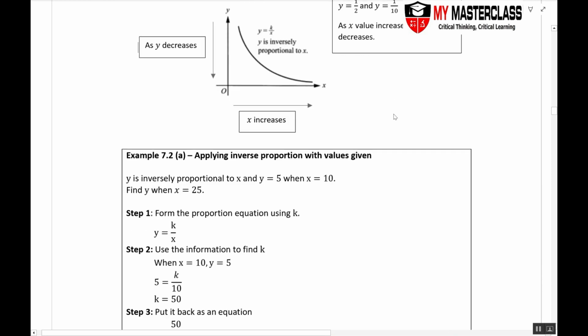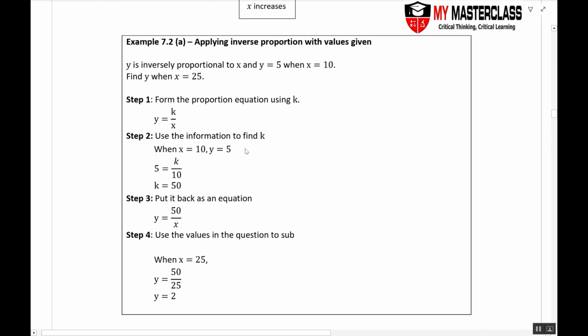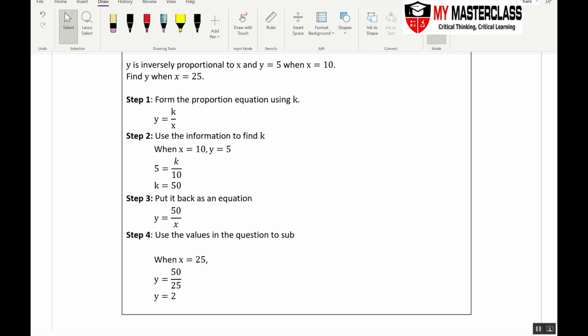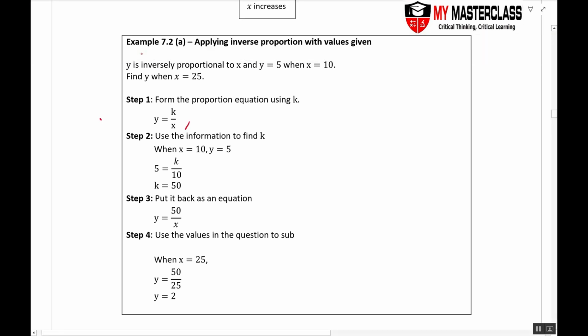If you look at the example here, the steps that you follow are exactly the same as what you would do for direct proportion. The only part that is a bit different is when you first form your equation. For inversely proportionate, I start with y equals k over x because y is inversely proportional to x. Then from there the steps are the same. Same thing in the notes, add in for me where k is a constant.